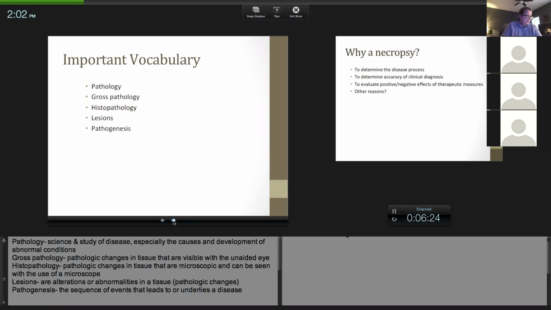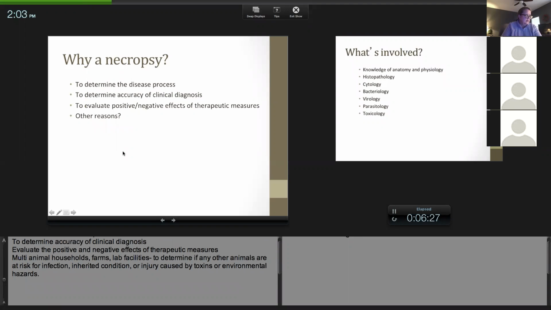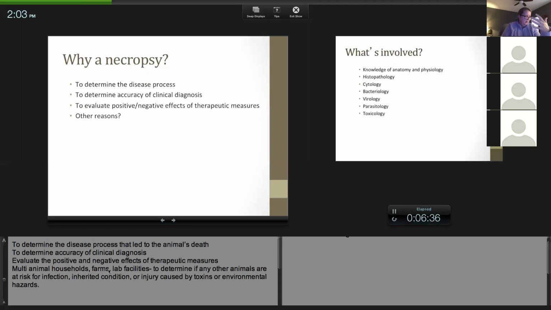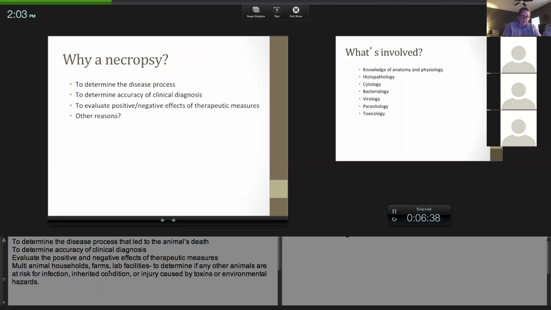So normally we do a necropsy to determine a disease process, because it helps us understand what the process was that led to death. For example, the owner wants to know, why did my dog just drop dead in the yard? Well, your dog had a splenic tumor. It probably ruptured, and then the bleeding went into the abdomen, and then the dog went into cardiac arrest. So this is probably the process to why your animal died.